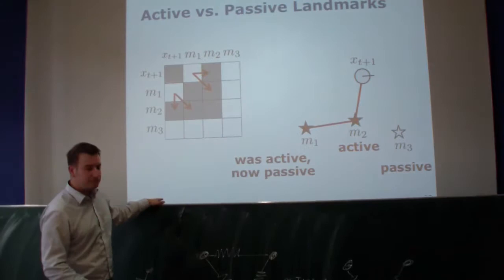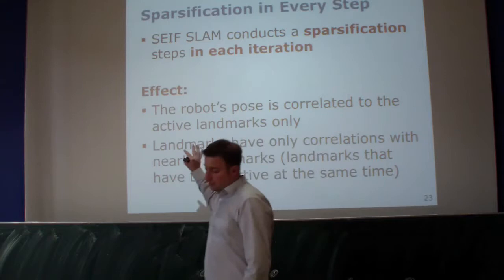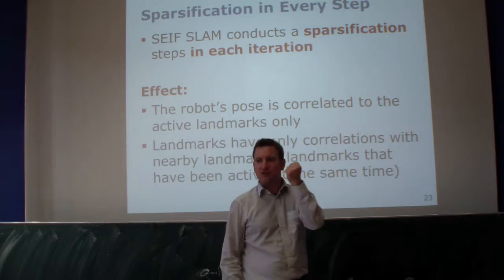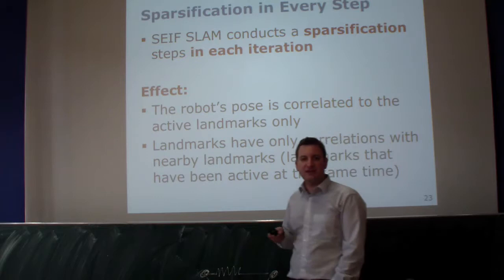Are there further questions before we continue? In the sparse extended information filter, the key trick is actually to do this sparsification and to have this set of active and passive landmarks. Those are the two key ingredients of the sparse extended information filter. And it does this sparsification after each iteration. So after each motion and measurement update, it performs this sparsification step.